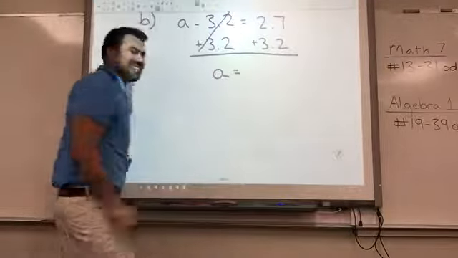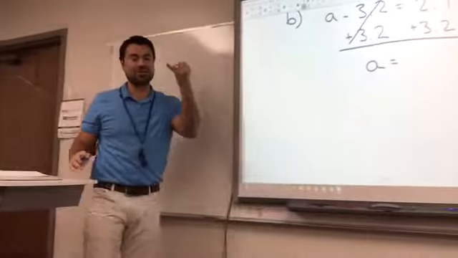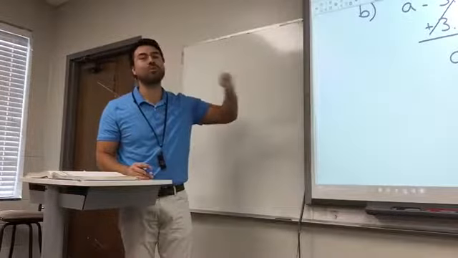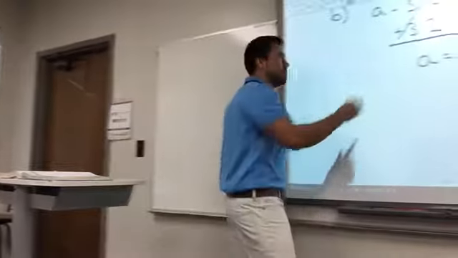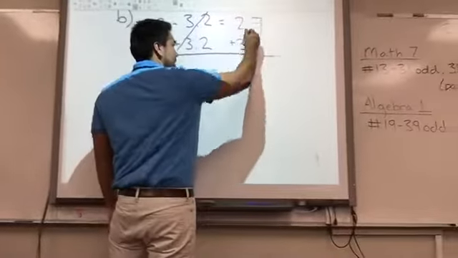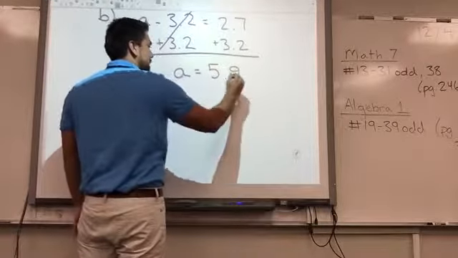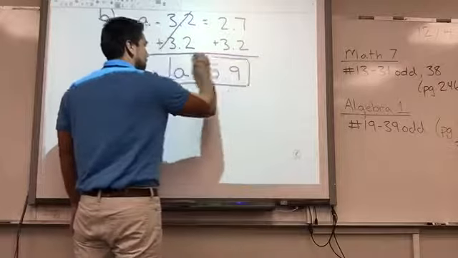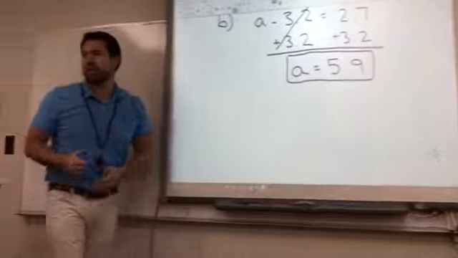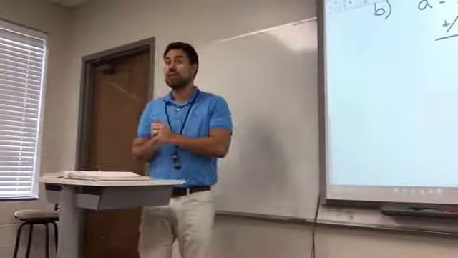And then what's a plus 0? Good. I like doing that because the answer is either the number or the variable or 0, but hopefully you guys know it's a. And then adding these up is pretty straightforward. I get 5.9. A equals 5.9. Okay, you guys get that? A lot easier.